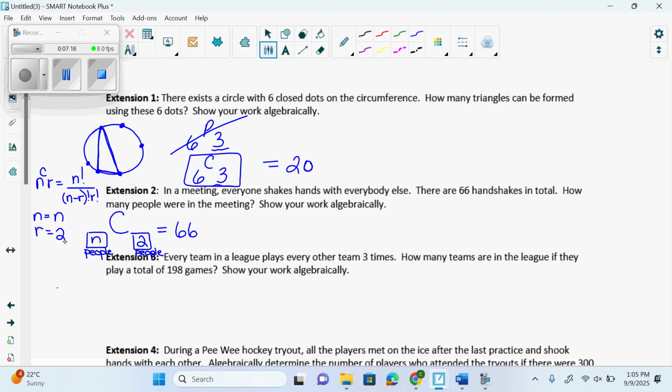And then I'm going to set that equal to 66, right? Let's try it out. So we're filling it into this formula here. So we get n factorial over (n minus 2) factorial equals 66. I need to get rid of the 2 factorial. 2 factorial is just what? 2. And it's being divided. How do I get rid of it? Multiply it. So I'm going to multiply both sides by 2.